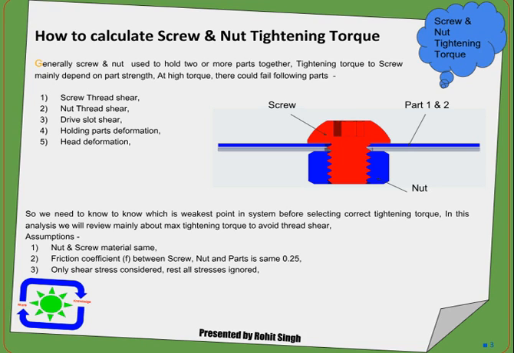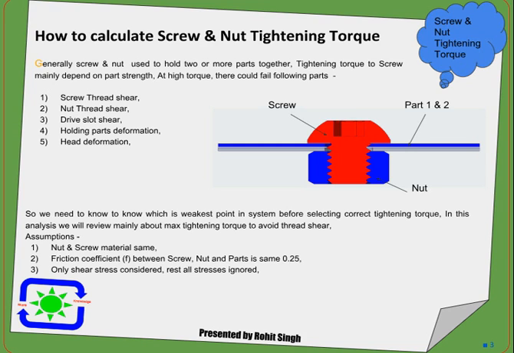When we apply high torque, the following components may fail: screw threads, nut threads, drive slots, holding part deformation, head deformation. So we need to know which is our weakest point before selecting the tightening torque.